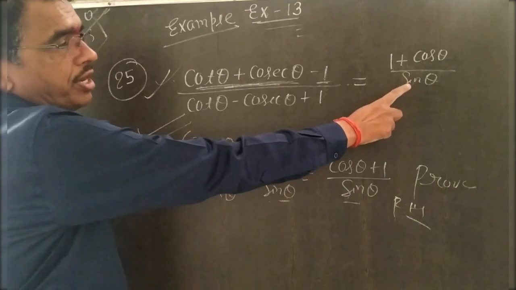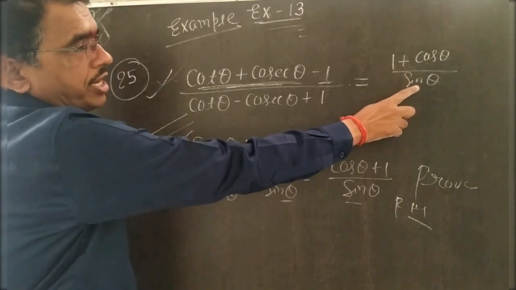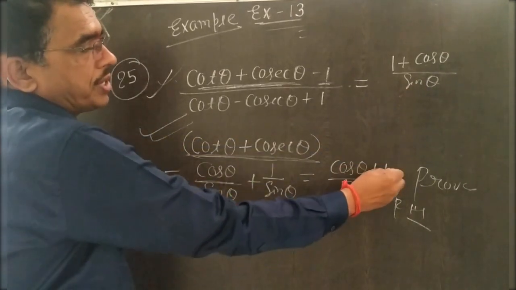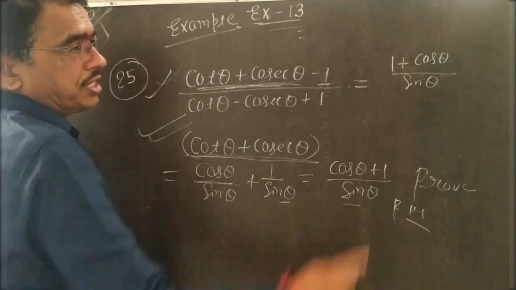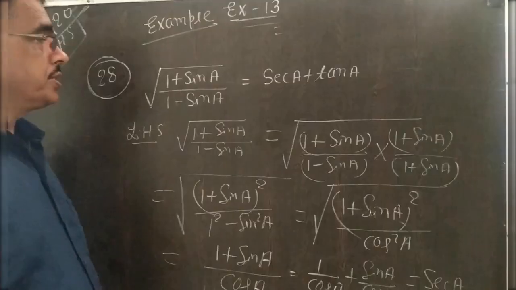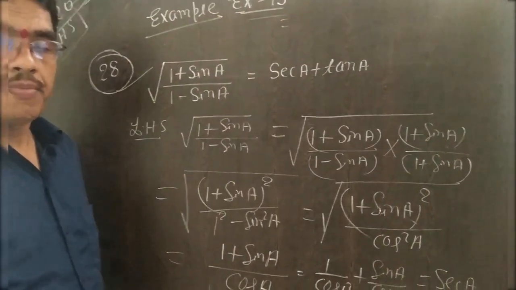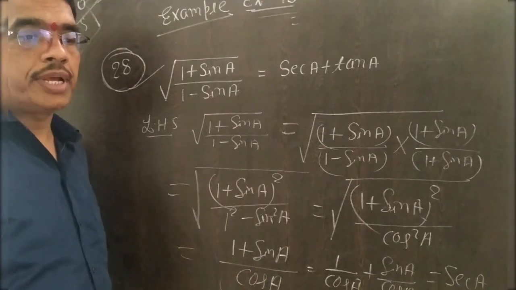Dear student, you change this RHS in your question. In your question, this sign is written as cos, so please change it. RHS is cos theta plus 1 by sin theta. So in the question, please change it. This is the last question of this example 13, and the remaining questions try to solve and ask me. If you have any problem, then I will solve it by text message.